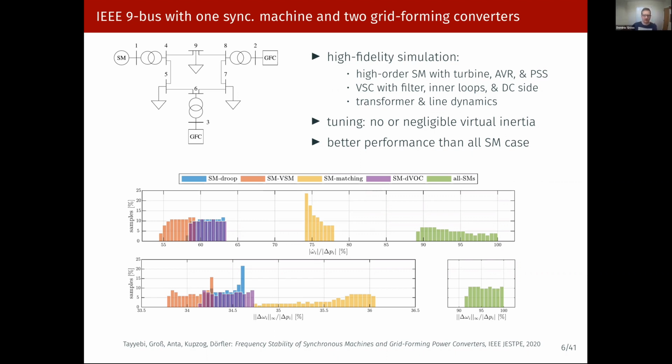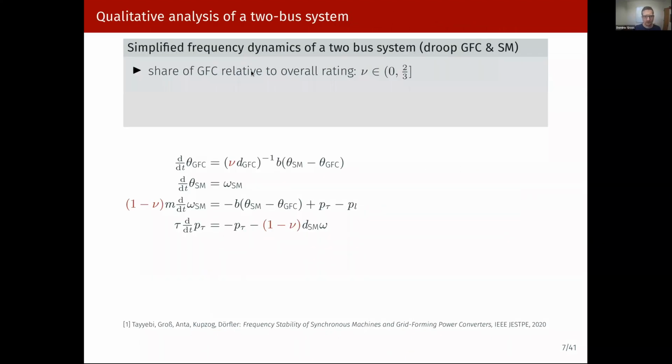So this is a very detailed simulation. We can also look at these things based on a simplified model. I don't want to bore you too much with the math here, but this is basically a model of a two-bus system with a power converter here that's using something that's called group control. And here we have the standard machine model with angle dynamics, frequency dynamics, and turbine dynamics. This parameter mu here is the rating of the grid forming converters relative to the machine.